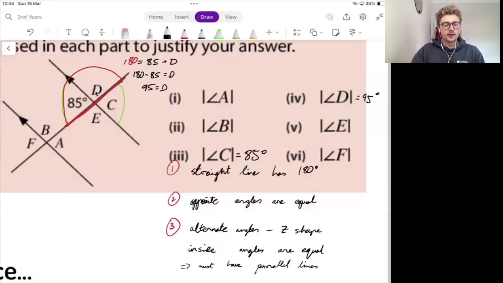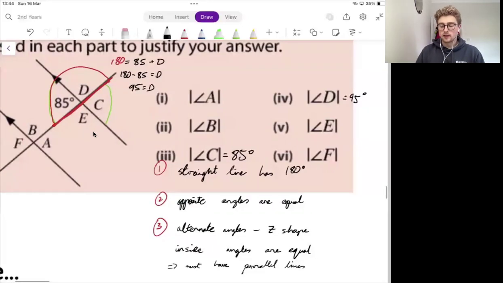Well, if the angle D is 95 degrees, the angle E is opposite, so the angle E is also going to be 95 degrees. Right? And again, that's the same as our second rule, opposite angles. D is opposite E, so that's 85 degrees. Or sorry, 95 degrees. 95 degrees for E.